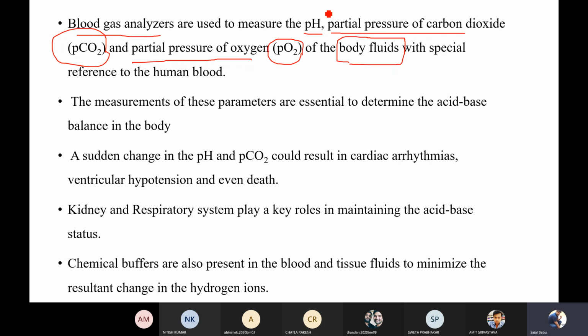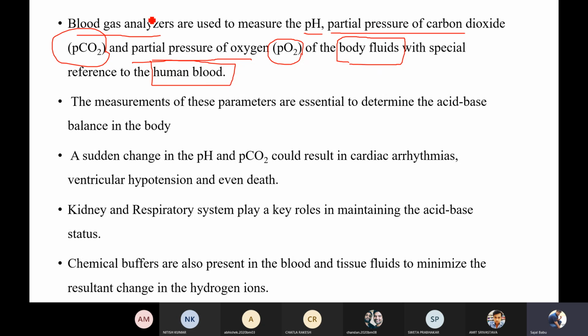That means the pH, the concentration of hydrogen ions, and then the partial pressure of carbon dioxide, which is called PCO2, and partial pressure of oxygen, which is called PO2, in your body's fluids. And in that, the blood will be taken as the reference. Human blood will be taken as the reference there.